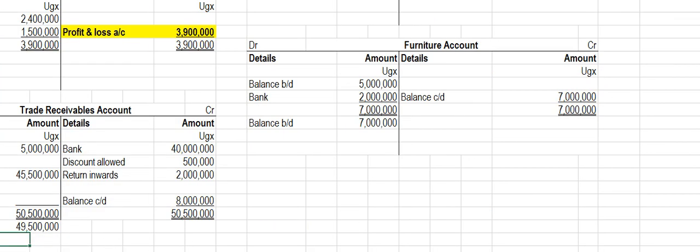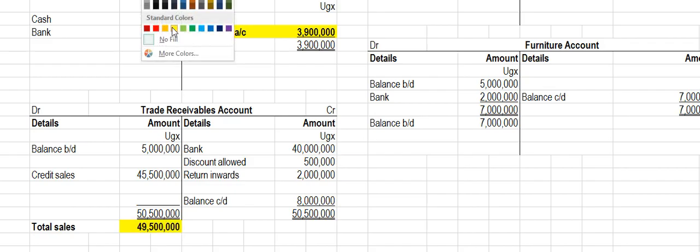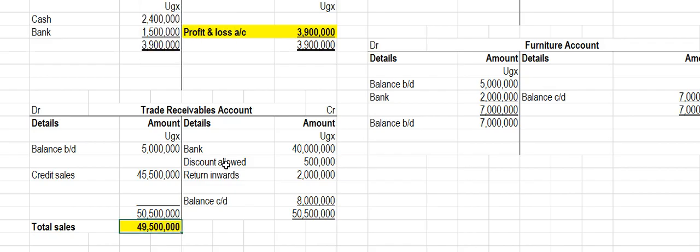So that gives us how much? That gives us 49.5. So 49.5, that's the amount of sales that will be taken into the statement of profit and loss. I've added the credit sales, plus the cash sales that were paid directly into the bank, that was 4 millions. So 4 millions plus the 45.5, you get 49,500,000. That is your total sales. So the trade receivables account has helped you to arrive at the credit sales, which we have added to the cash sales paid directly to the bank to come up with the total sales figure of 49.5 millions.